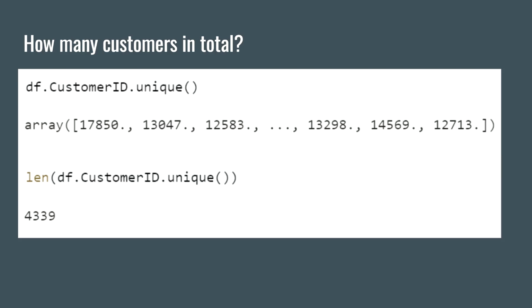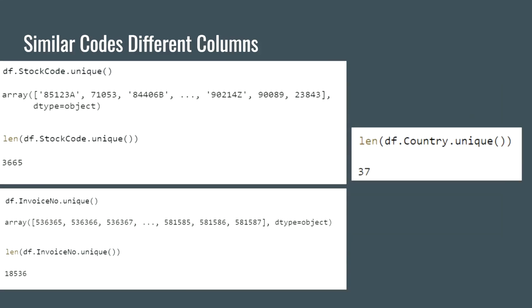This function on the screen right now can tell us the unique customer IDs, but it is hard for us to count how many IDs are available. But we can use the function len, which is length, which will tell us the total of unique customer IDs. You can see here if you want to use the codes in different columns, it's very easy to change. Just change the name, for example, to stock code, invoice number, and country.